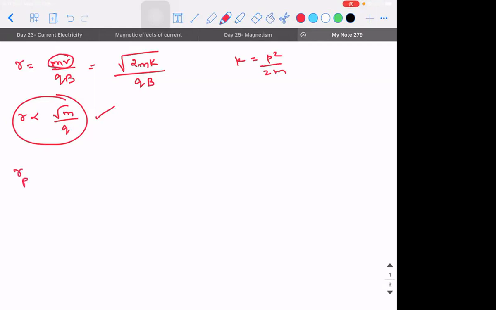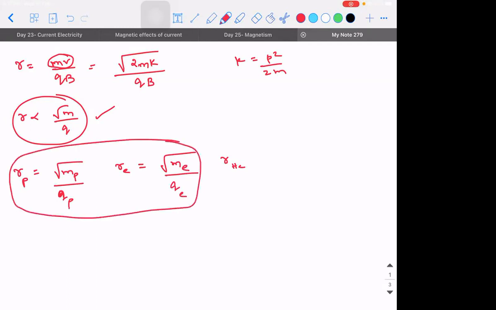So radius of proton, radius of electron, and radius of helium. Okay. Square root of mass of proton divided by charge of proton. Square root of mass of electron divided by charge of electron. So on a comparative study between these two, what do you get? RP greater than RE. How RP? RP, because mass is growing. Okay. RP is greater than RE.